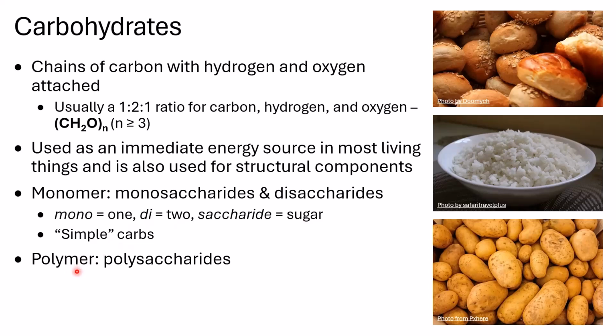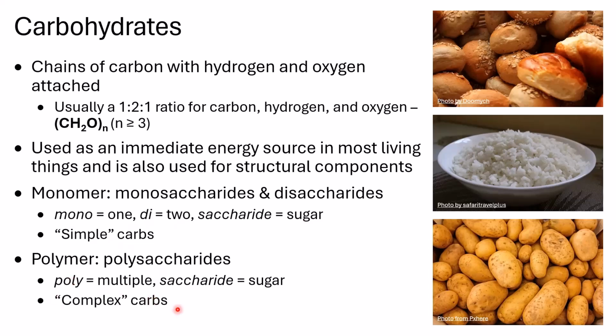Carbohydrate polymers are called polysaccharides, with poly referring to multiple. These are essentially monosaccharides and disaccharides being combined together covalently into many repeating units, and this is what we are referring to when we talk about complex carbohydrates. Let's discuss each of these in more detail.